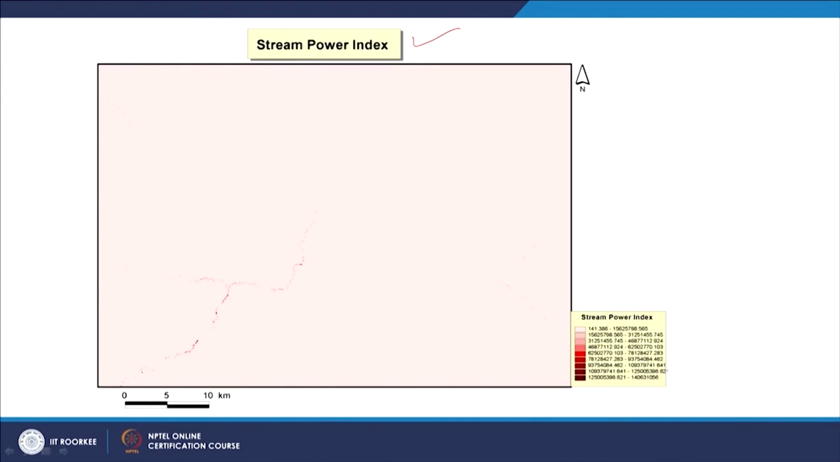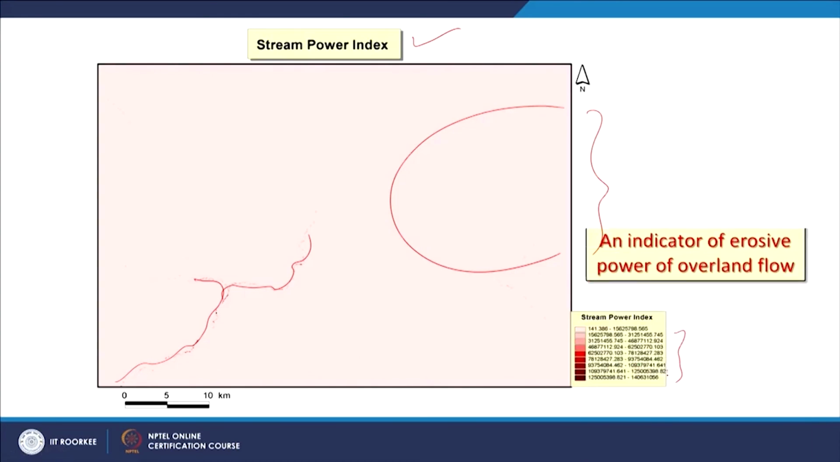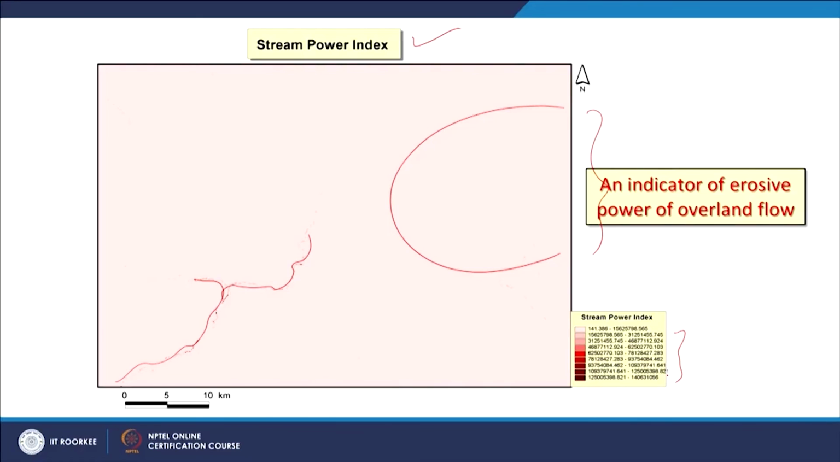Now, this is again the same digital elevation model subjected to stream power index. You can see that here the stream power is very high relative to other parts of this water side. When we see it visually, we find that this area seems to have almost the same value, but it is not true. There are values which are varying. If you zoom in and use the identification tool, you would find that each cell is representing a different stream power index. So, basically stream power index is an indicator of erosive power of overland flow, that is surface runoff.